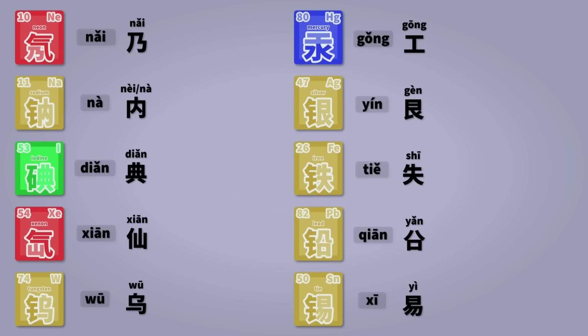Compare the newer elements on the left with the older ones on the right. Thankfully, there are absolutely no homophones among element names whatsoever. Well, no, I lied. Tin and selenium are both pronounced Si, which is why there is an alternative reading for tin with a different tone so that they're not identical. Now, just because elements can't be confused for one another doesn't mean that they can't be confused for other words. This is what surprised me the most.